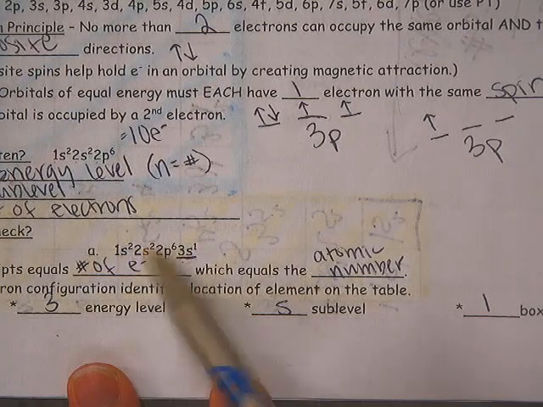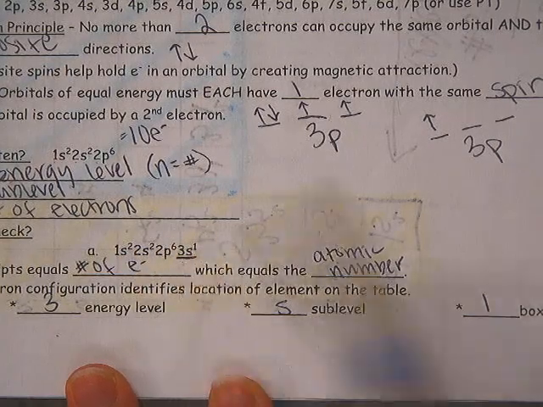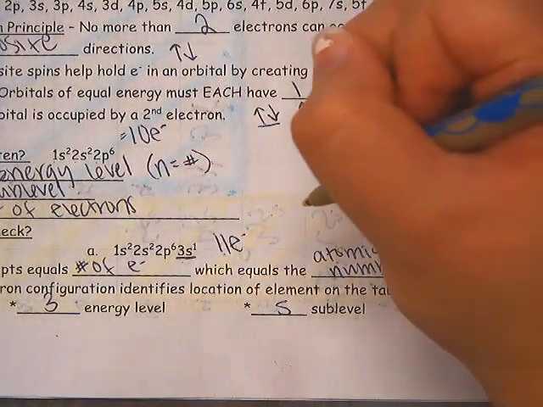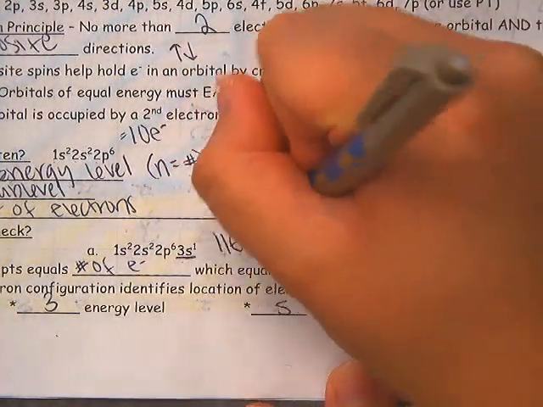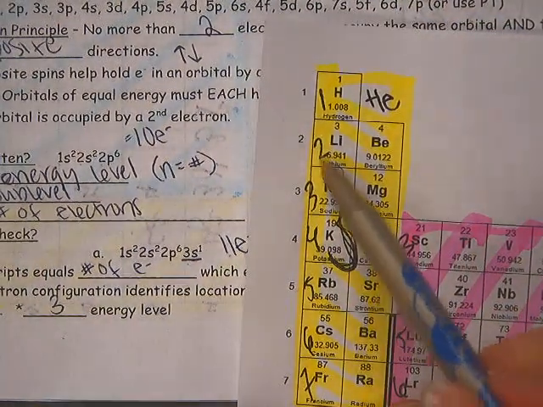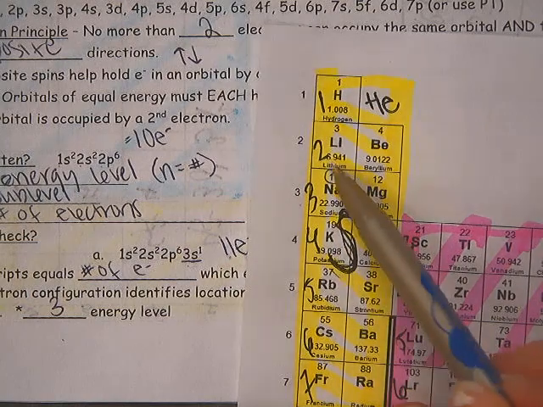If you have 2 plus 2 plus 6 plus 1 electrons, that would be 11 electrons, and that is sodium, Na. Which makes sense because I'm in the third energy level, I'm in the s sublevel, and I'm in the first box.